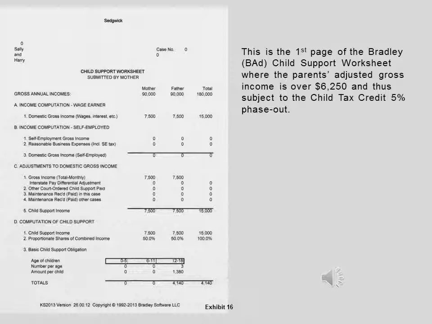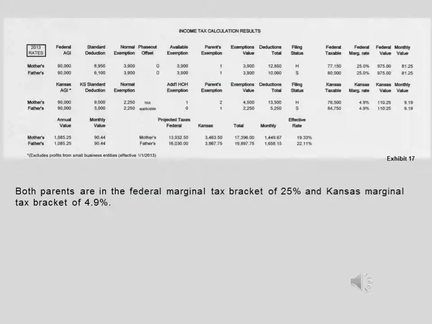This is the first page of the Bradley bad Child Support Worksheet, where the parent's adjusted gross income is over $6,250 and thus subject to the child tax credit 5% phase-out. Both parents are in the federal marginal tax bracket of 25% and Kansas marginal tax bracket of 4.9%.